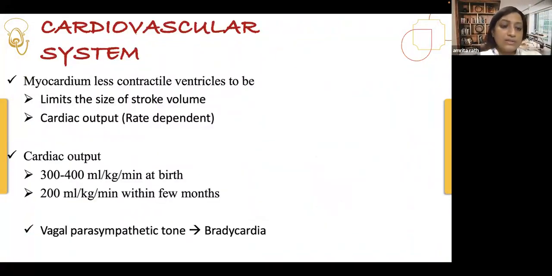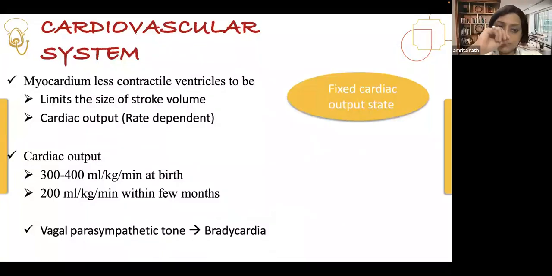So next, what Dr. Jagdish has mentioned: cardiac output is equal to heart rate into stroke volume. In pediatric newborns, the muscles of the myocardium are not well developed, so cardiac output is predominantly heart rate dependent, and they have a parasympathetic overdominance over sympathetic. So they are very prone to bradycardia, and bradycardia will cause a serious collapse quickly. So they have a fixed cardiac output.